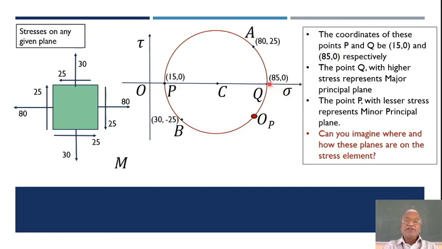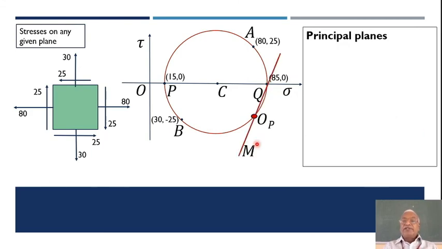Now can you imagine where and how these planes are on the stress element? Because (85, 0), the point Q, represents a plane. Now how and where is this plane? We'll see it. Principal planes: you know already that planes originate from OP. That's why we have called this the origin of planes. All the planes should originate from here. And if you go to that point Q, that represents a plane, which will be nothing but the major principal plane.